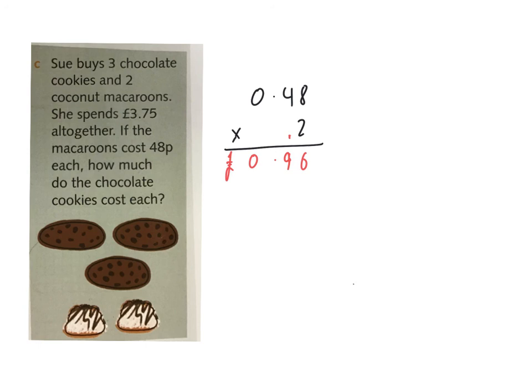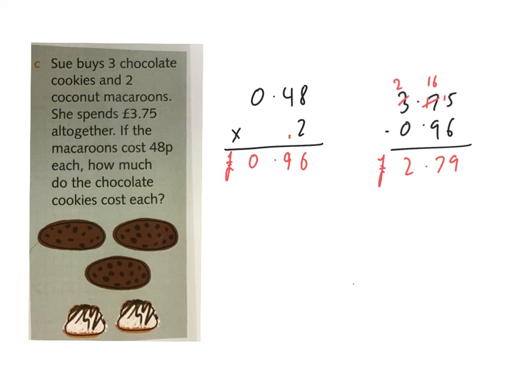Now I know that she spent £3.75, so I'm going to take away the cost of the macaroons, which is 96p, and then I can start to work out how much the cookies cost. 96p is almost £1, so if I take £1 away from 3.75, that gives me £2.75 plus the 4p that I added on at the start, which would give me £2.79. I can do a vertical subtraction sum just to be sure, and I do get £2.79 there.